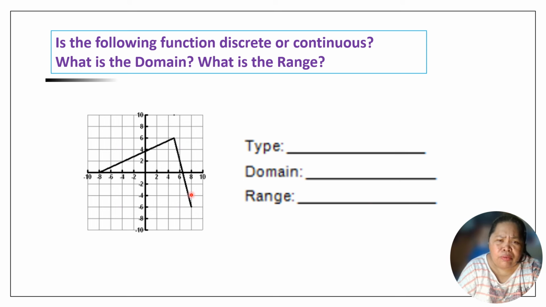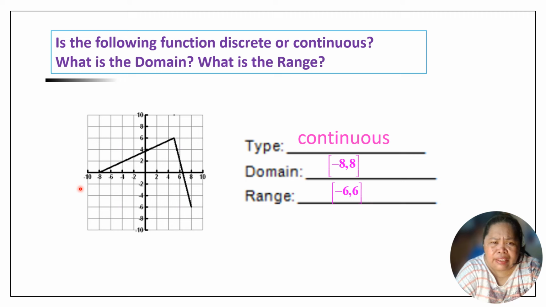Next, is the following function discrete or continuous? So, what is the domain and what's the range? This is a continuous type. The domain is negative 8 to 8, like here, no? Okay. This one, of course. And the range is -6 to 6. Okay.